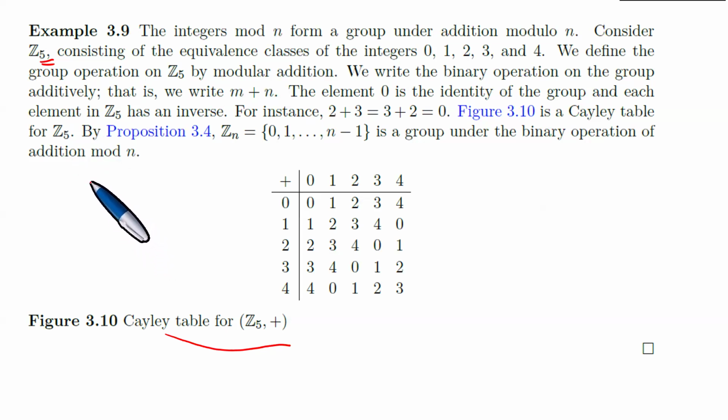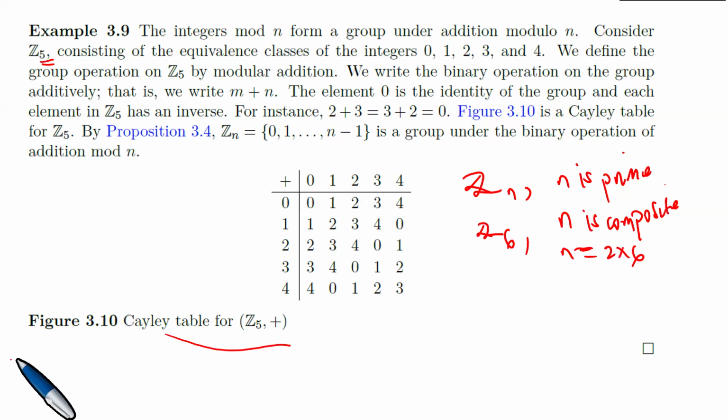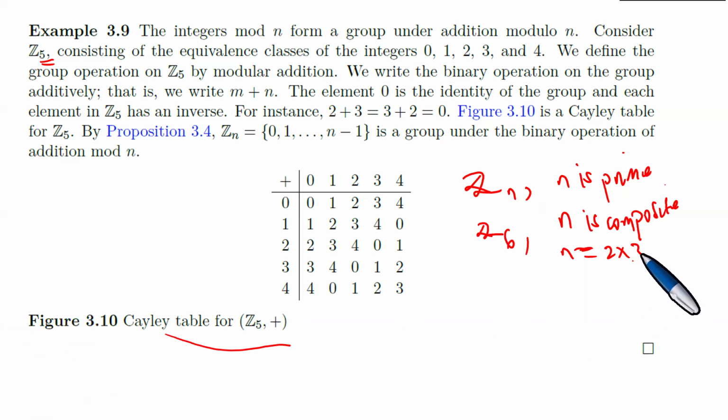Now we're going to be looking at this Zn, where n is prime. What kind of groups are these, versus when n is a composite integer? Sometimes n is prime, like 5, but it can be composite, like Z6. Z6 is composite because 6 is 2 by 3, for example. So let's just look at this example in passing.